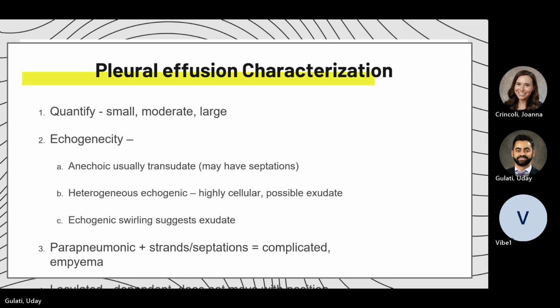You want to say, is it heterogeneous, meaning is there like gunk in there, or is it just a clean pocket of black fluid, right? Is it just a pool of fluid sitting around this white stuff? If it's heterogeneous, it's probably gunk in it. It could be a hemothorax. It could be a parapneumonic effusion. It could be septations. If you see stuff swirling in it, it's probably some exudates. If you see lines like a web, it's probably a complicated effusion, specifically an empyema.